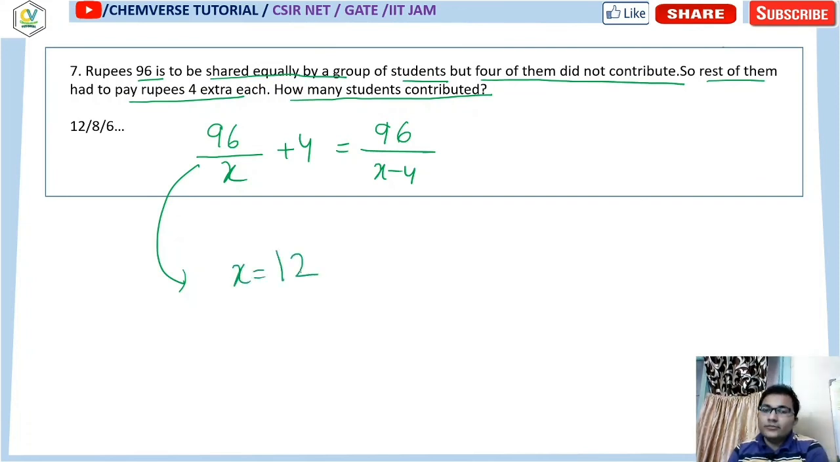x has a value of 12, but don't mark the answer 12, because in one option there will be 12. It says how many students contributed. Remember, the number of students who contributed is 4 less than that. So the number of students who contributed will be 8.